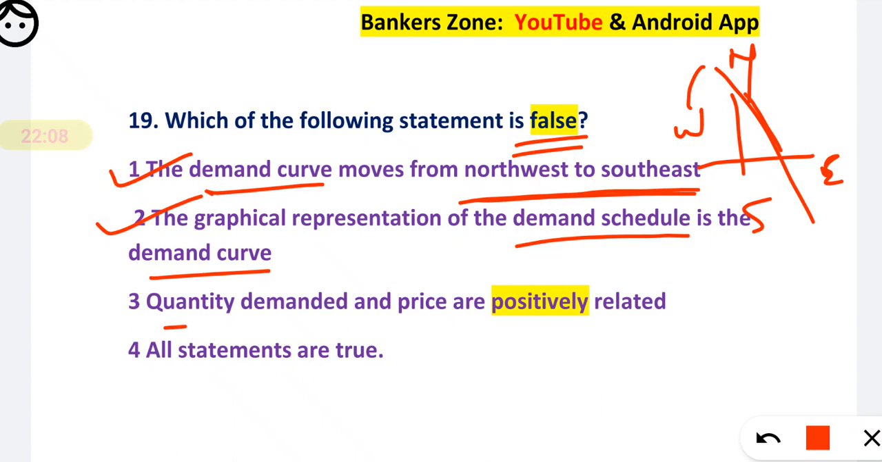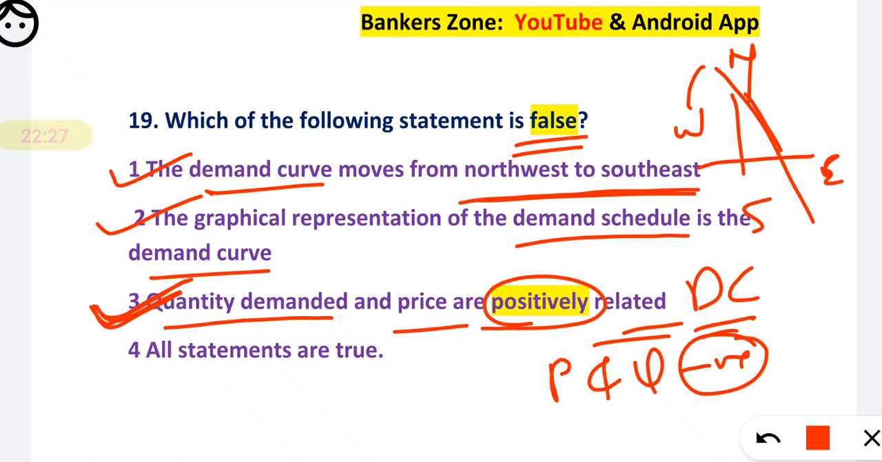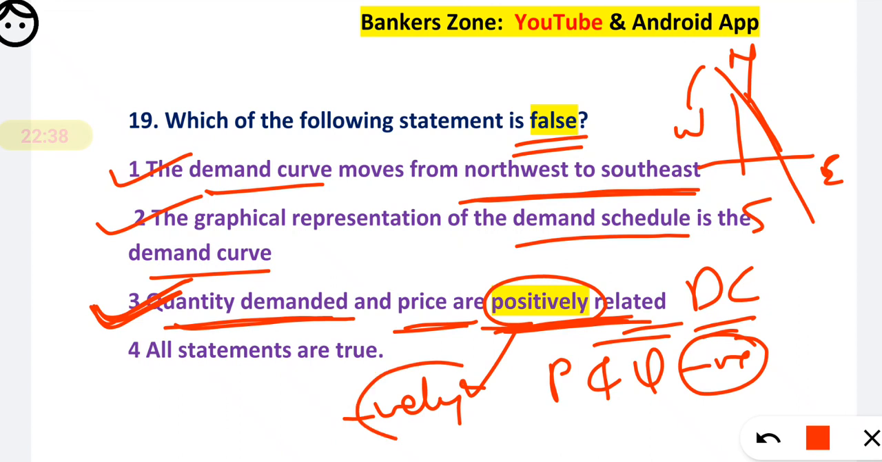The quantity demanded and the price are positively related. So friends, I have already told you, in case of the demand curve, the price and the quantity demanded are negatively related. So the third option is wrong, which is our correct answer for that question. That means the statement that quantity demanded and price are positively related is false. They are negatively related.